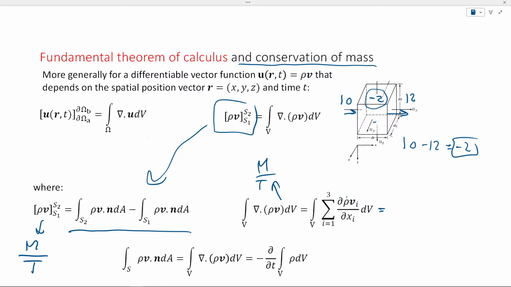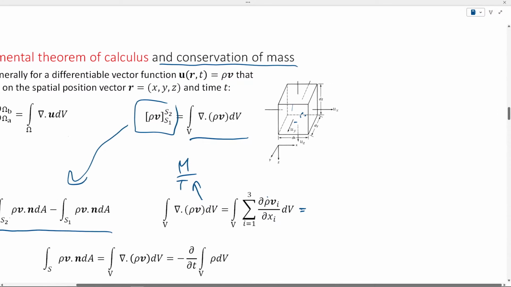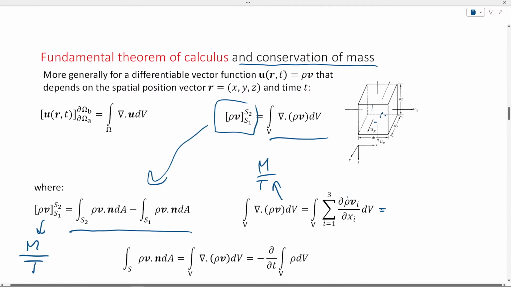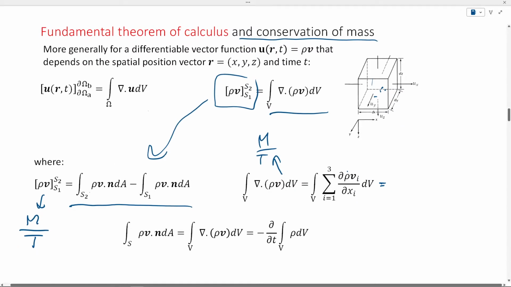So basically that is what this relationship here is telling you. This one means the net flux expressed as the integral inside the volume, so the changes that are happening inside this volume.